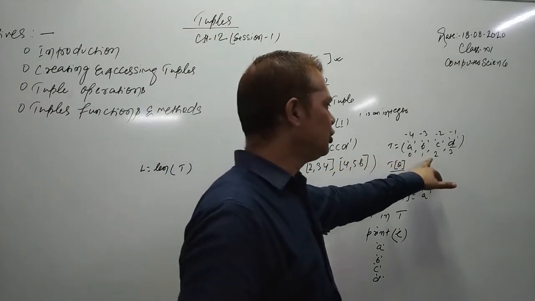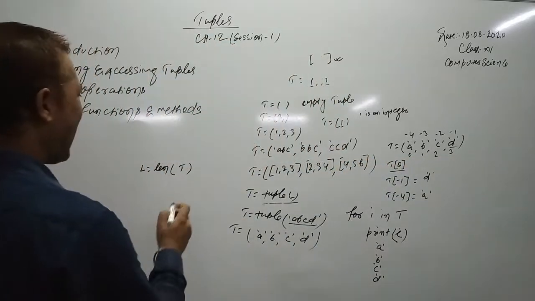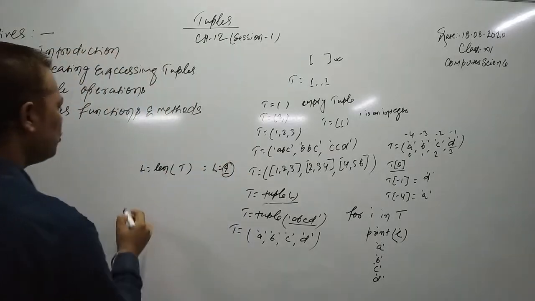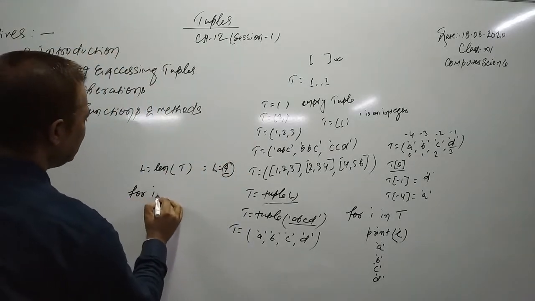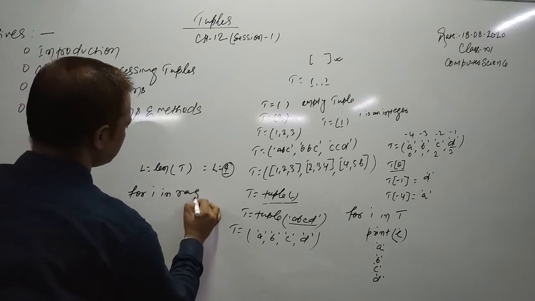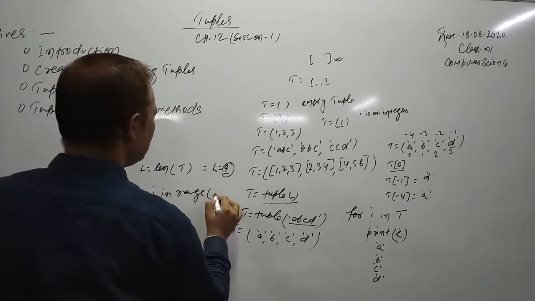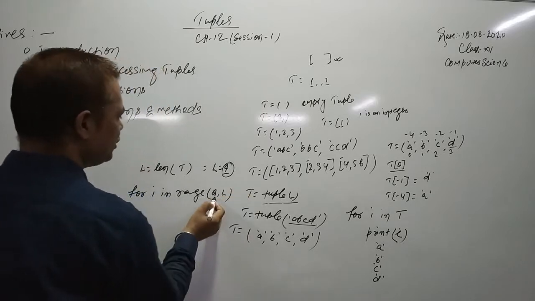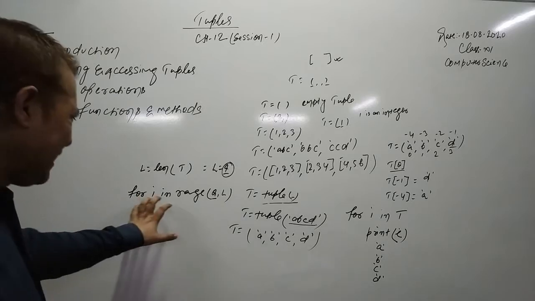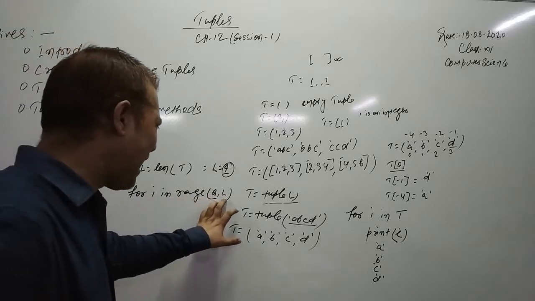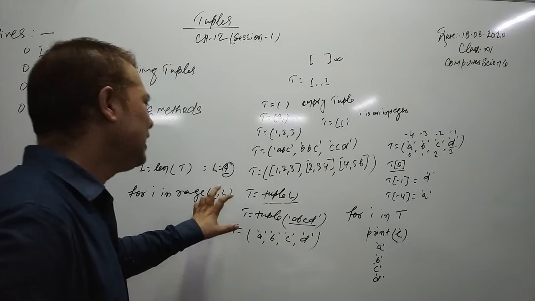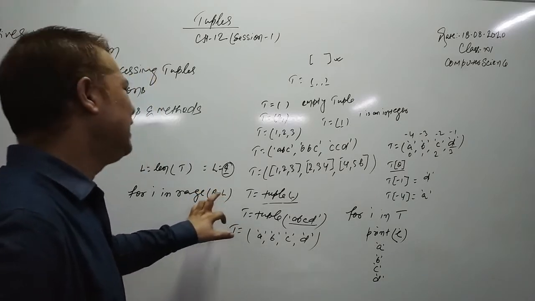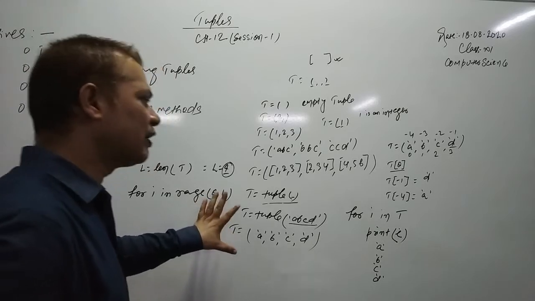What will be the length? 0, 1, 2, 3. It means 4. So L now has 4 elements, or 4 as a length. Now use the for loop: for I in range, and inside the bracket you simply say 0 comma L. L is the length and 0 is the first index. So for I in range, here I am mentioning 0 comma L. It means up to L minus 1; L is excluded, not included. It means 0 to L minus 1 it will work.